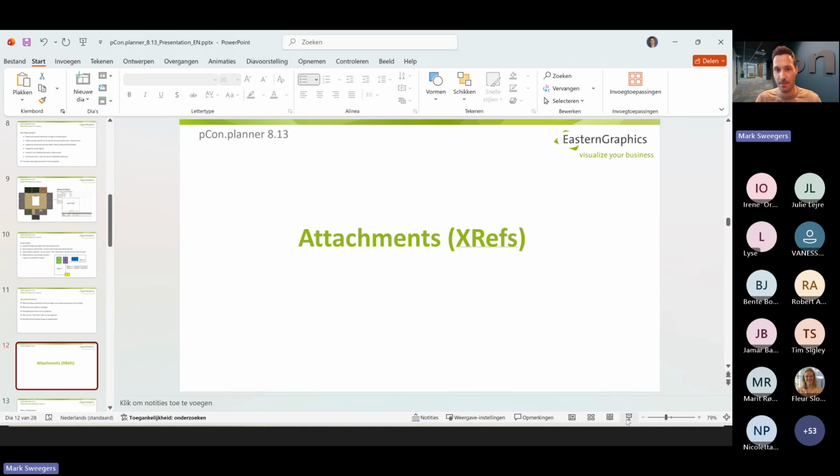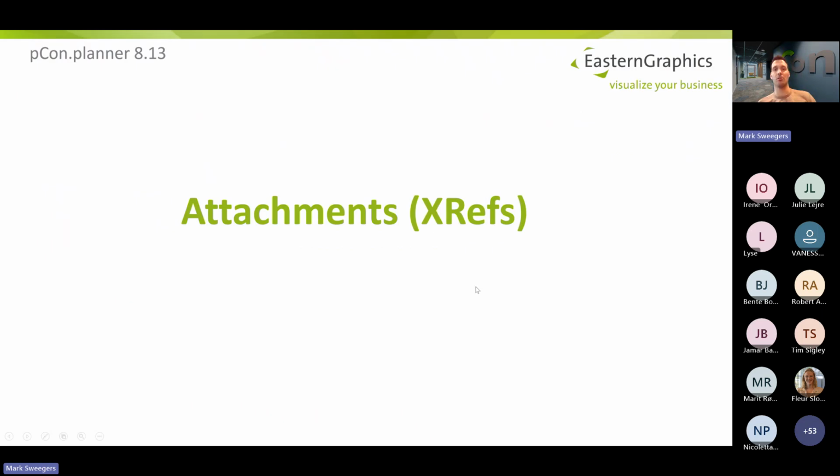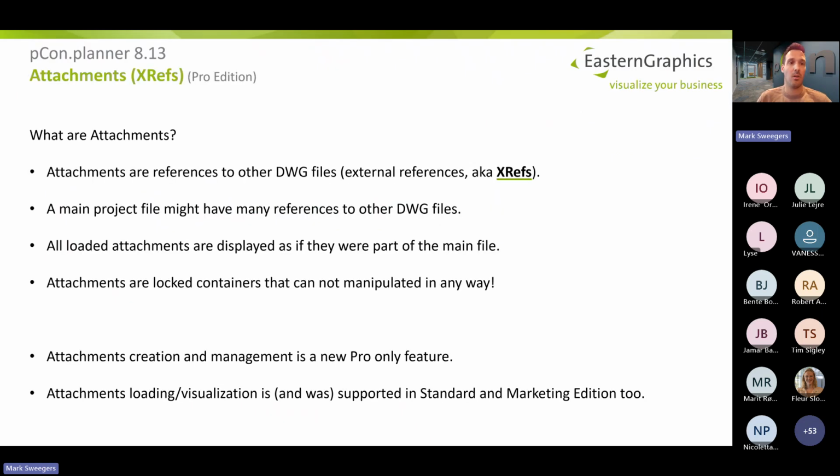the third big topic of today is about attachments, or also called XREFs. What are attachments? Attachments are references to other DWG files, also known as XREFs. So complex drawings become more structured and easier to process with this new attachment concept. And it allows you to set links to external DWG files. And these attached files can be loaded into your main project, where they are displayed as a regular part of your drawing, but initially locked for editing.